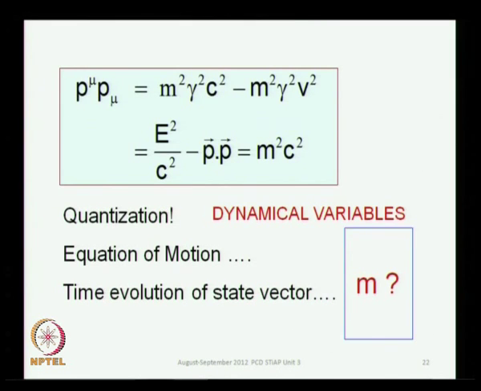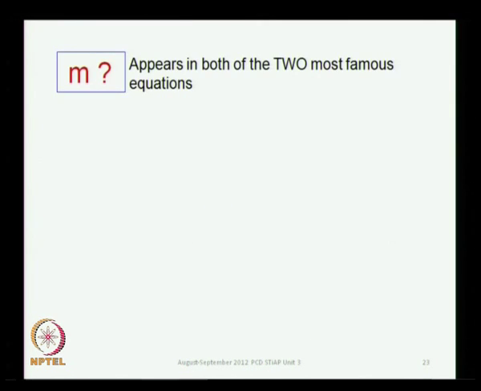So, these are the questions that we are going to discuss, but before we proceed, I would like to remind you, alert you to what exactly we mean by mass, because mass obviously appears in two of the most famous equations in physics. One is F equal to ma and the other is E equal to mc square. I do not think that anybody would argue that there are any other relations in physics which are more famous than this, including perhaps Maxwell's equations.